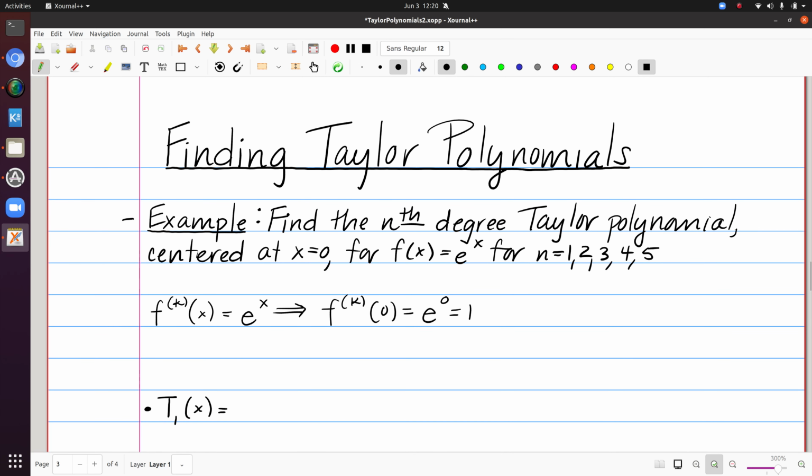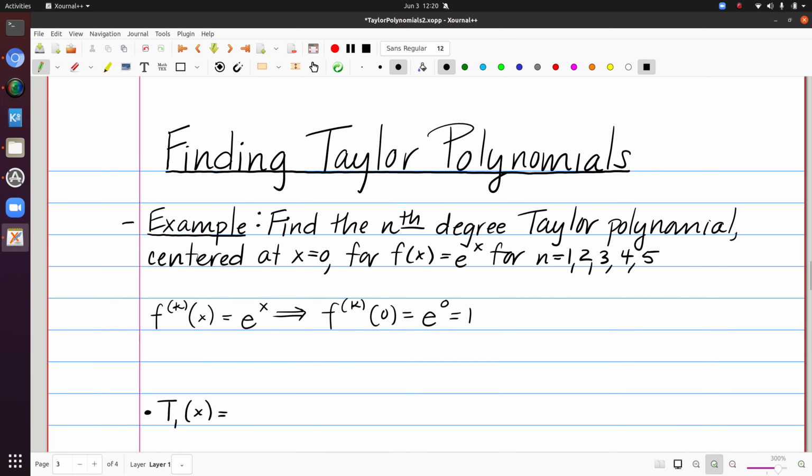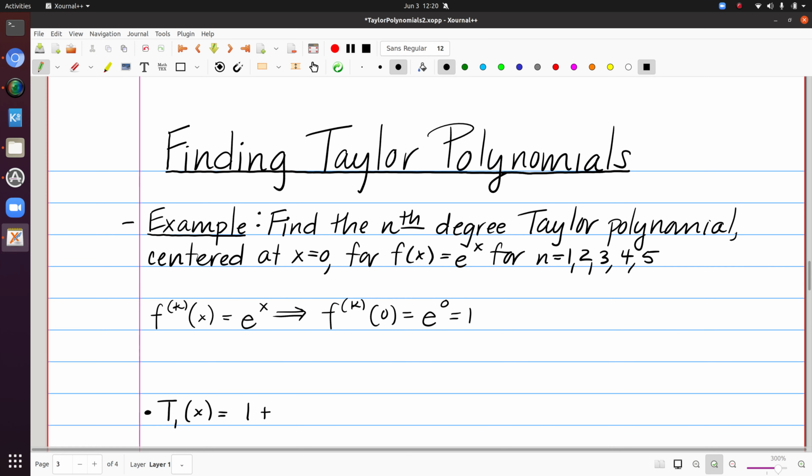So as a reminder, our Taylor polynomial formula for the first degree said that we take f of 0, which is 1, plus f prime of 0, which is 1, times x. So in this case, that would be our first degree Taylor polynomial. It would also be the line tangent to the function f of x centered at 0. So that's not a coincidence. Those are always going to be the same thing.